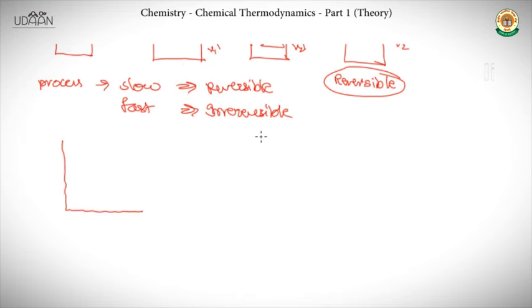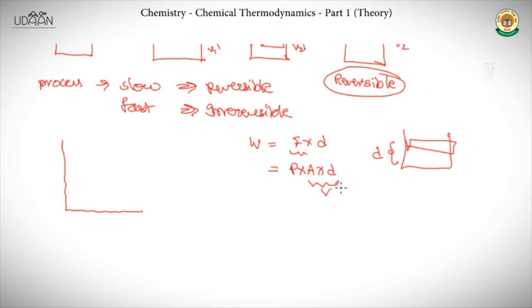What is work done? Work done is force into displacement, right? See, force is pressure into area. So work done is pressure into area into displacement. So area into displacement gives us volume. So work done is pressure into volume. Now we'll see work done in two processes, one in the reversible case, the other in the irreversible case. We'll check the PV graph. Since work done is pressure into volume, it will be the area under this PV graph.